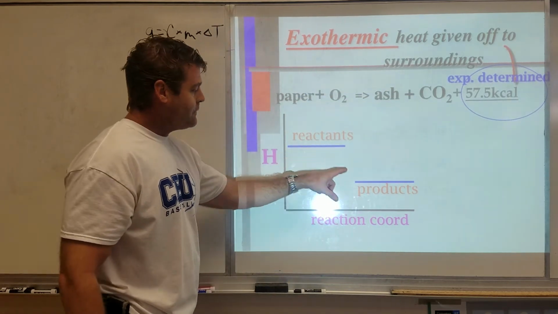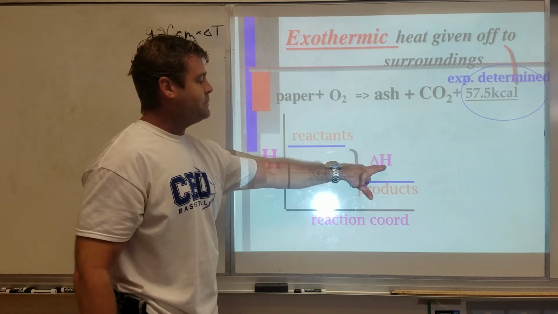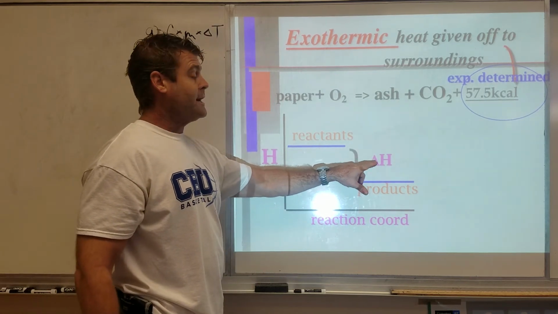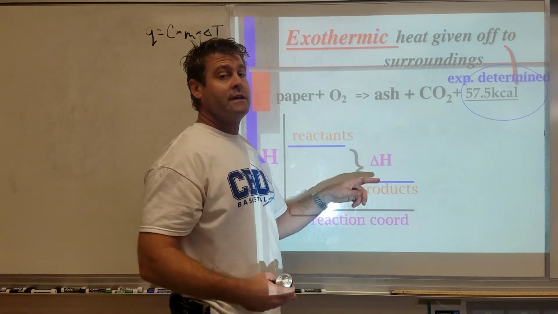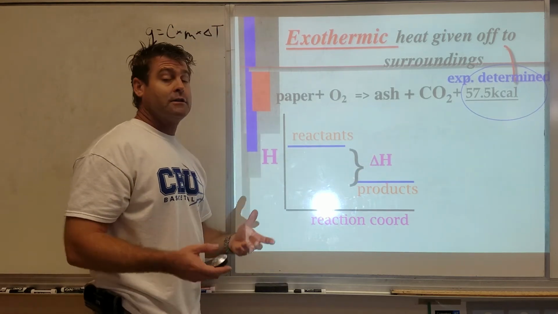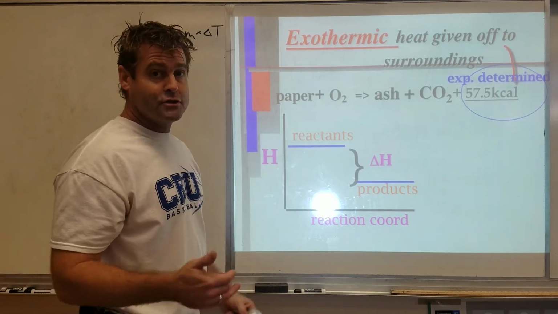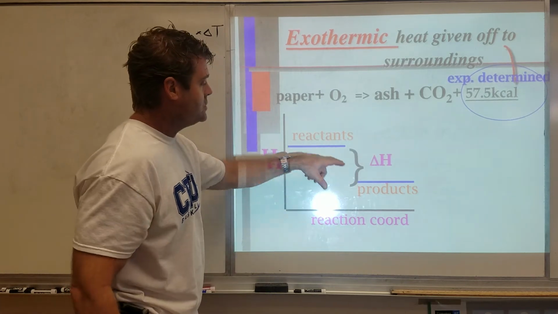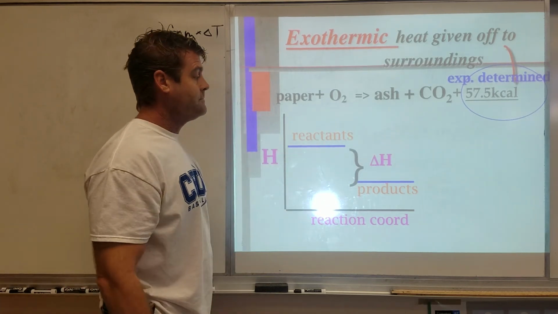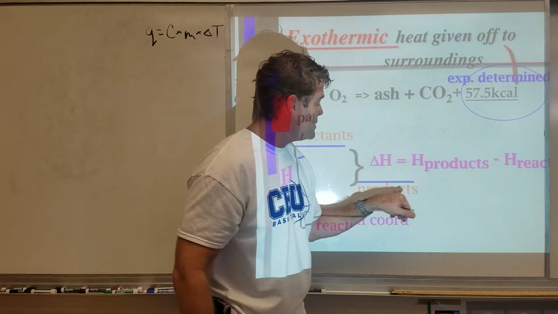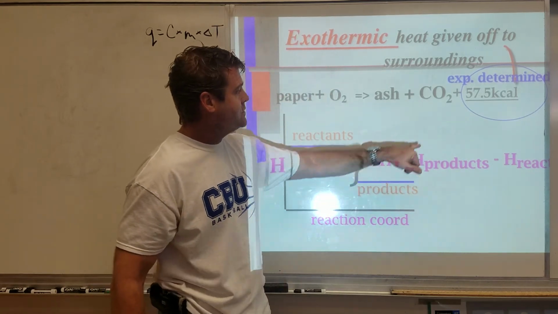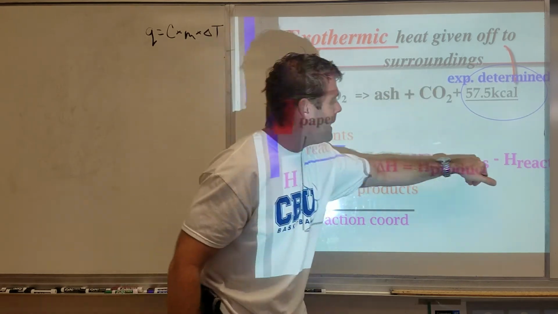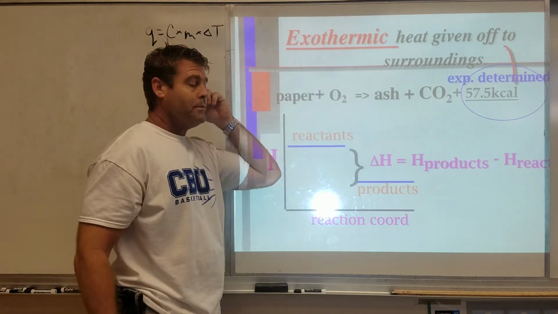The difference in the enthalpy here is what we call the enthalpy change. Whenever you have a triangle, that's the delta. Whenever you have delta, that means a change in. So a change in enthalpy. And just like you would if you had to get a change in temperature, you take final minus initial. That's what you do when you want to calculate the delta H. So it's always the final minus initial. Final is the enthalpy of my products, which in this case would be ash and carbon dioxide, minus the enthalpy of the reactants, which would be paper and oxygen.